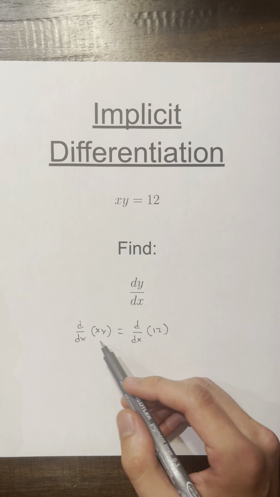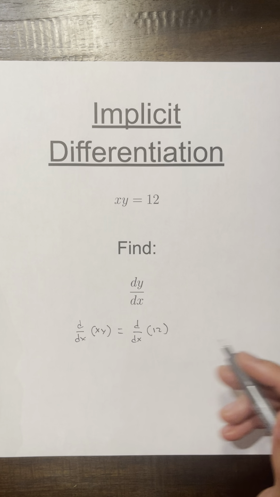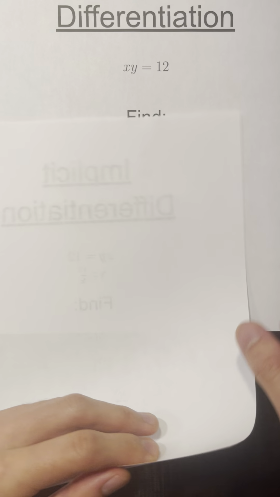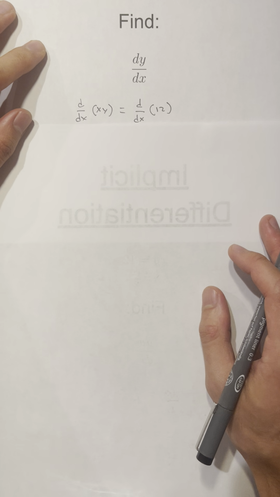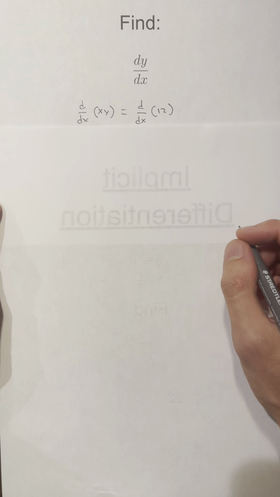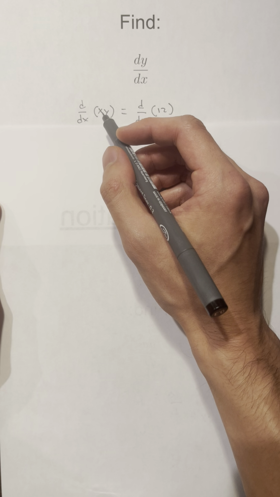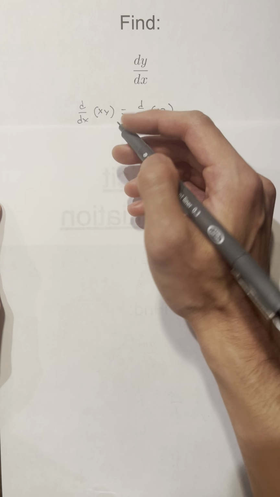Well, what rule should we use here? We've got x times y, so what rule? Product rule. Okay, I'm gonna get another sheet of paper. Whatever I write on here, you don't have to copy while showing your work. I'm just gonna write some stuff here to elaborate on a few things. Okay, but we want to find d/dx of x times y.